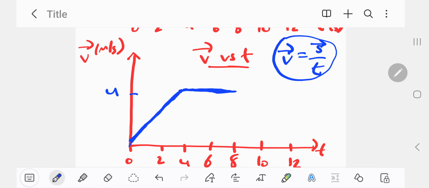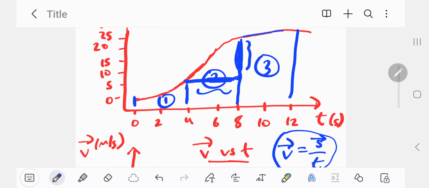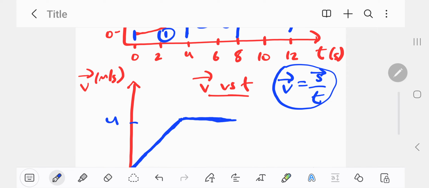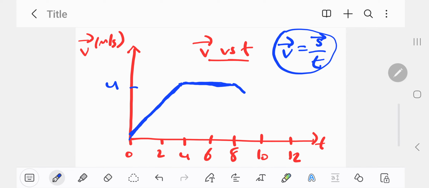And from 8 to 12 seconds, you're getting a curve that's going back down again. And that's deceleration. If it's deceleration, it means the velocity is going back down again, like this. So that's our velocity time graph. Let's now go to an acceleration time graph. Let me first break this up.